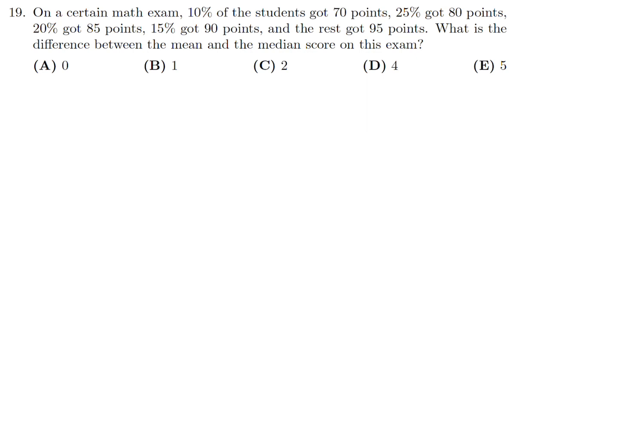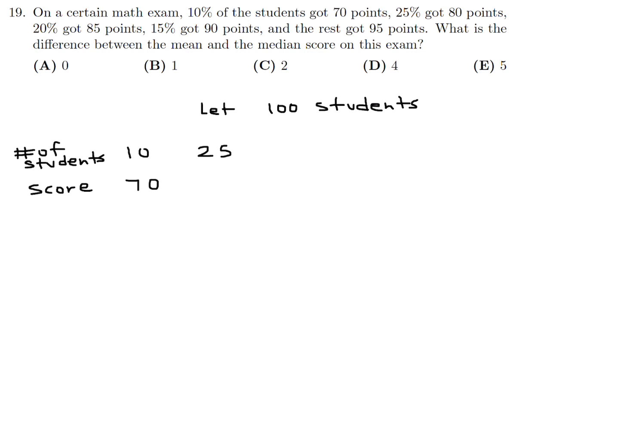On a certain math exam, 10% of the students got 70 points, 25% got 80 points, 20% got 85, 15% got 90, and the rest got 95. What is the difference between the mean and the median score on this exam? So let's say there's 100 students. I think that's perfectly allowable. That means 10% of the students got 70, so 10 students got 70.